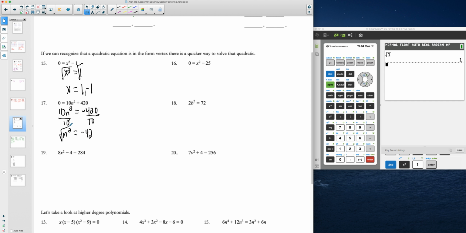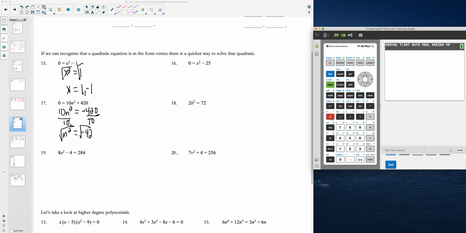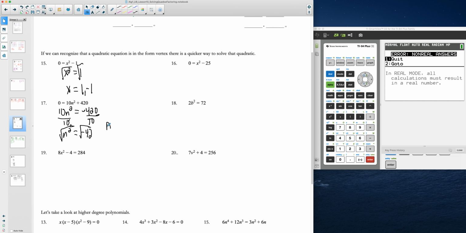Now, I'm going to take the square root. If you do this on your calculator, if I go back here to do second square root and I do negative 42, notice what my calculator tells me: non-real answer. What that means mathematically is that we're in the situation where it does not cross the x-axis. So if you don't recognize it here, your calculator will tell you something's not right. What this is telling us is that there are no solutions for this one. We've seen that before with a lot of our work this year.